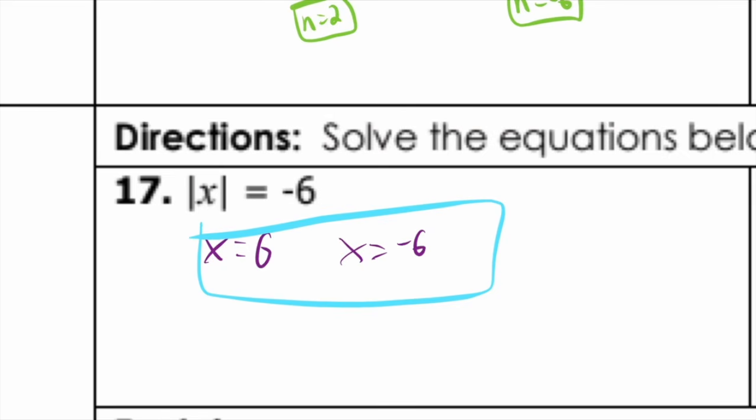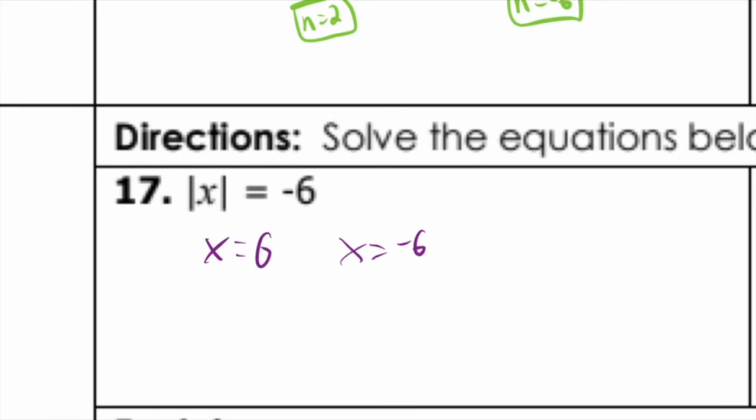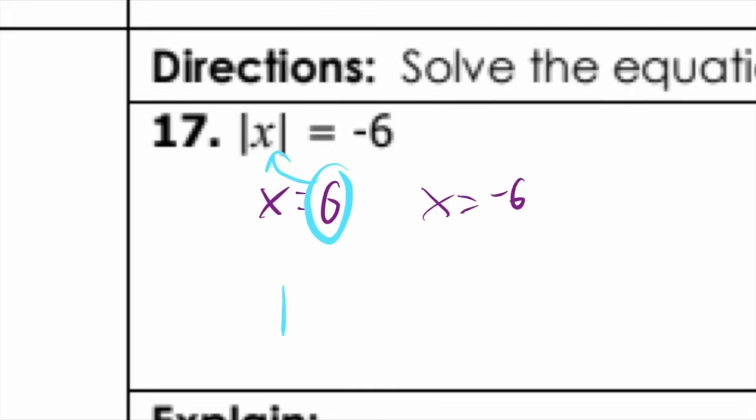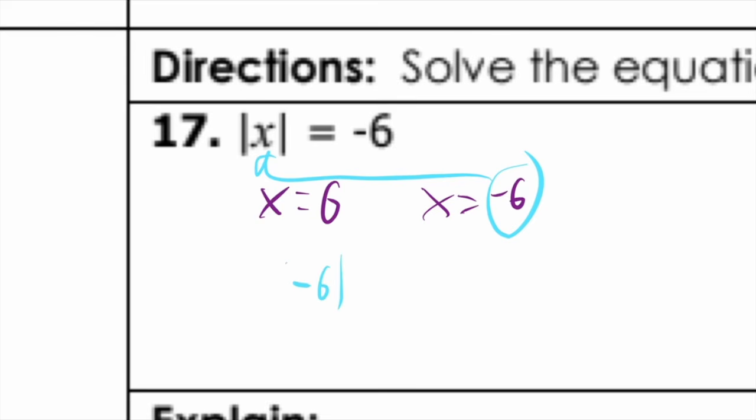But actually that's not correct at all. That is very, very wrong. The reason why that's wrong is if you were to plug in 6 here, we'd get the absolute value of 6 equals negative 6. That's saying that 6 is negative 6 from 0, which is not true. That'd be like 6 equals negative 6, which once again is a false statement. And if you were to plug in negative 6 instead, thinking maybe that'll work, well, the absolute value of negative 6, last I checked, is still positive 6. And positive 6 does not equal negative 6. So no, this is not correct.